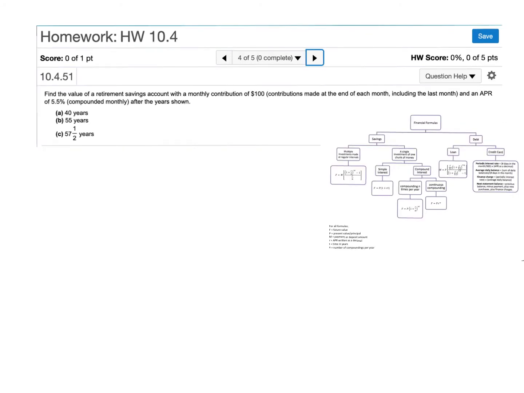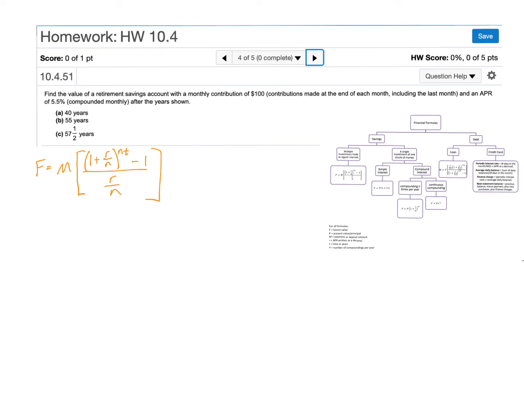So for this one, we're supposed to find the value of a retirement savings account that has a monthly contribution of $100 and an APR of 5.5% compounded monthly after 40 years, 55 years. Okay, so I'm using the same formula as before. This is multiple investments made at regular intervals in a savings account. So we land at this formula. Let's copy it down. F equals M times 1 plus R over N to the NT minus 1 divided by R over N.